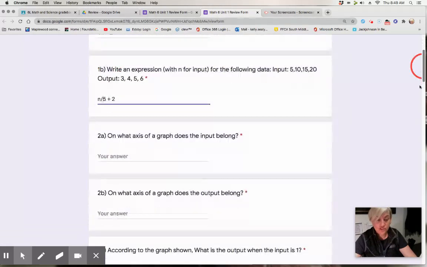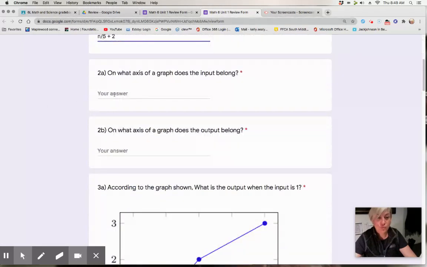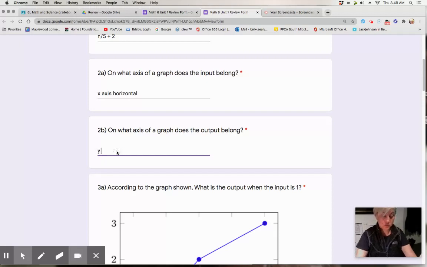Okay, question 2a. On what axis of the graph does the input belong? Correct answer is the x-axis, or you could also say the horizontal. It is the one going from side to side. 2b. On what axis of a graph does the output belong? That is the y-axis, or the vertical axis, the one going up and down.